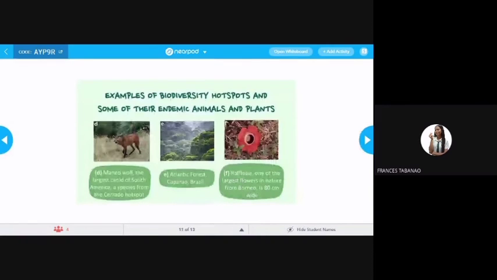And then for letter D, it is a maned wolf, the largest canid of South America, a species from the Cerrado hotspot. For letter E, it is the Atlantic forest in Caparao, Brazil. And then for letter F, this flower is called Rafflesia, one of the largest flowers in nature. This particular one is from Borneo, which is approximately 80 centimeters wide.